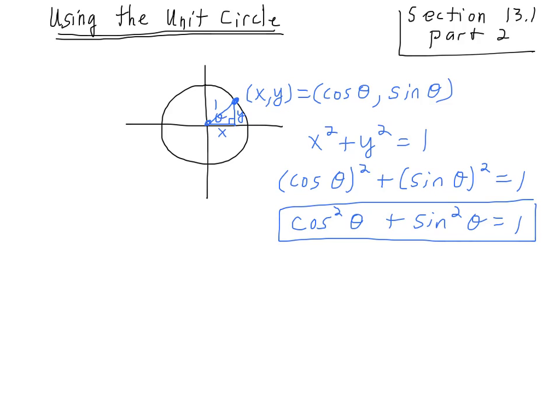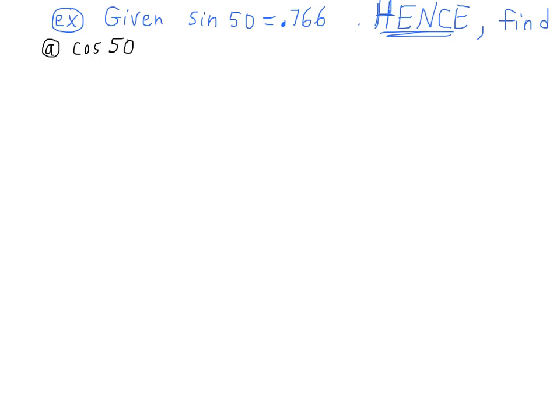So here's an example. Alright, so in our example here, we're told that the sine of 50 is 0.766. Then it says, hence, we want to find, and there's going to be 5 or 6 questions here, but the first one is the cosine of 50. So what we can't do is just punch it into the calculator. Hence means we have to use the previous result somehow.